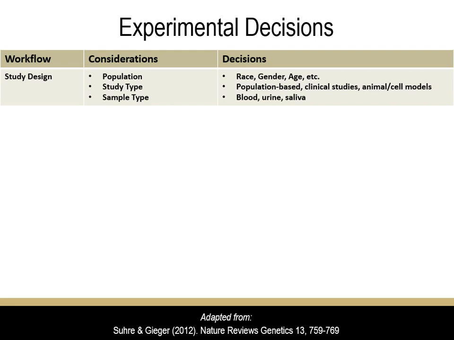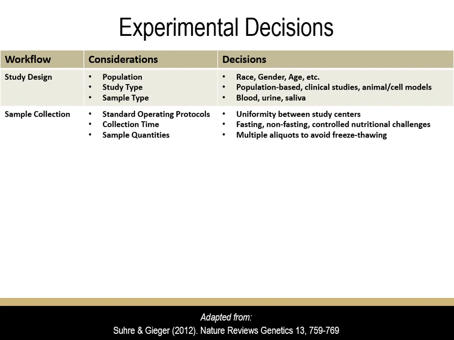So here are some of the experimental decisions that you really want to consider. In terms of the study design, ultimately you want to think about your population, the race, gender, age, the study type, whether it's population-based or if it's clinical studies or animal or cell models. And the sample type, it's not just limited to blood or urine or saliva. You really want to think of whether you're doing plant metabolomics or, pick a sample that's representative of the question that you're asking.